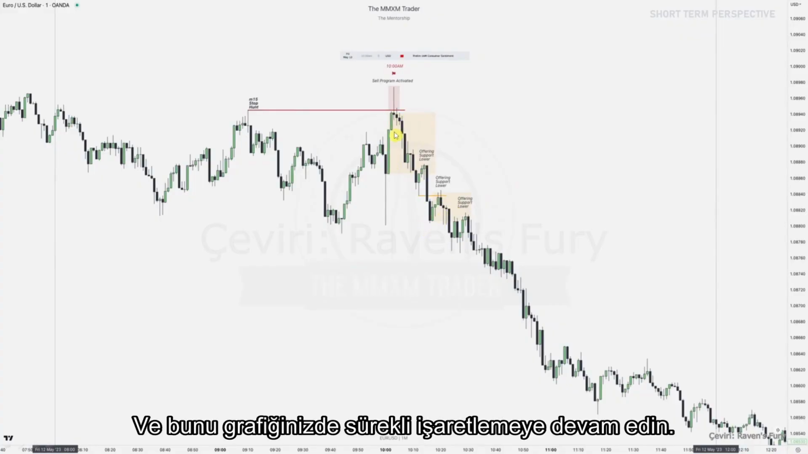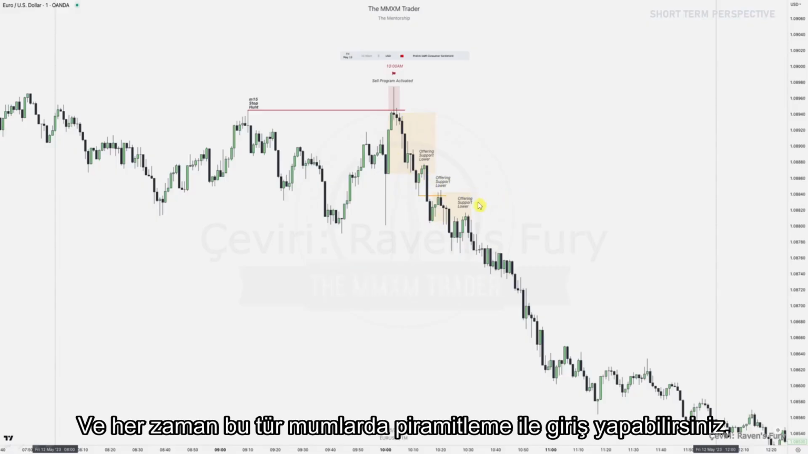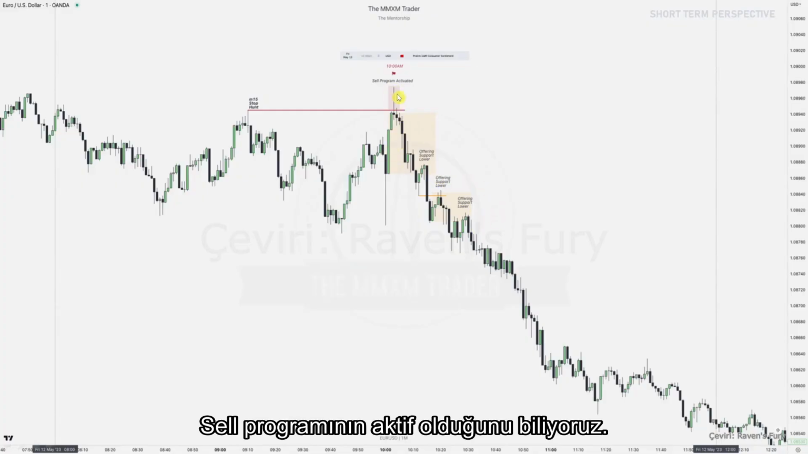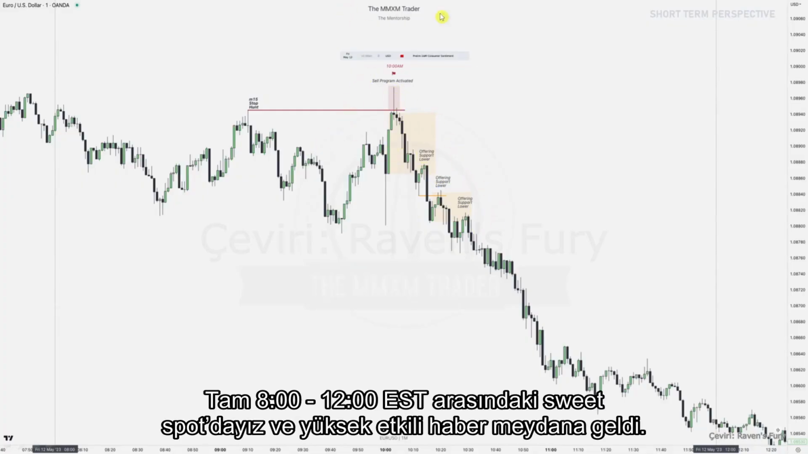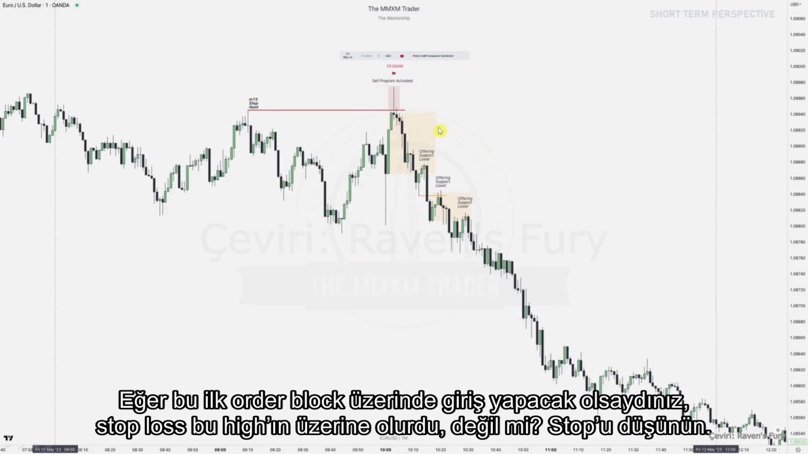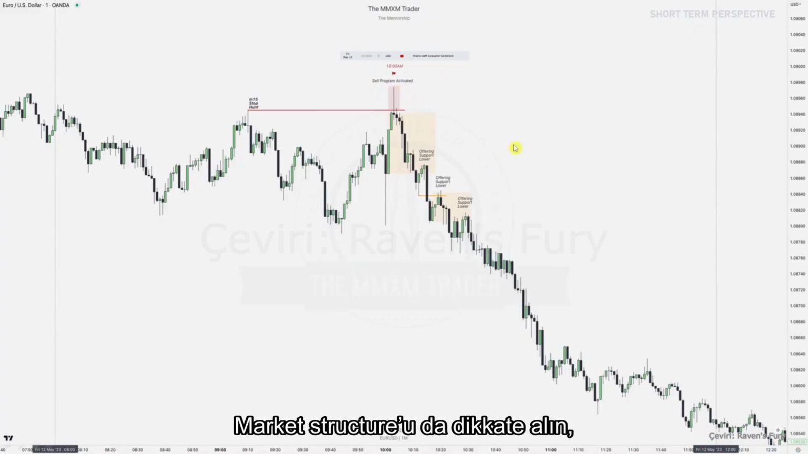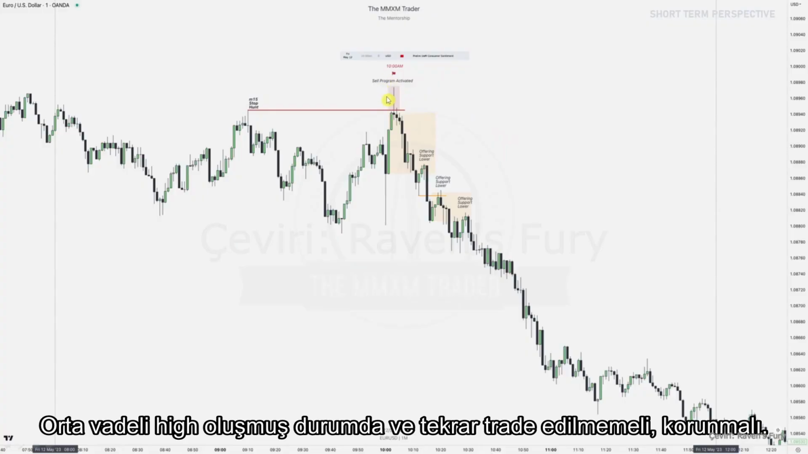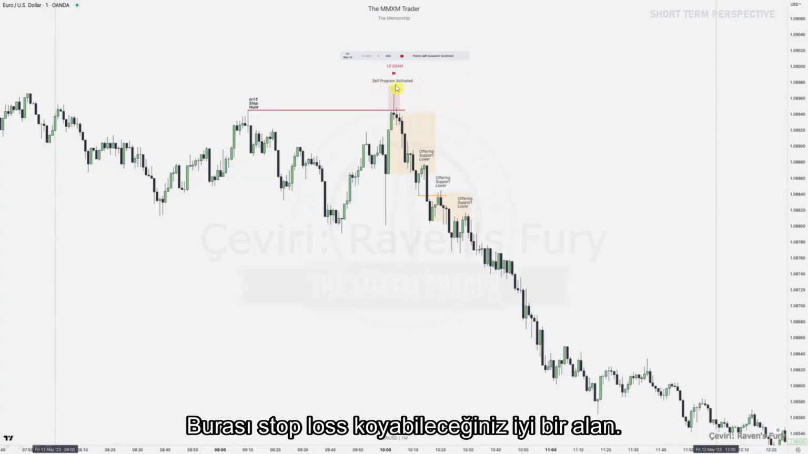And just keep outlining this on your chart, and this is every time you can pyramid an entry on these types of candles, right? So we know the sell program is activated. We are in the sweet spot, right, at 8 a.m. to 12 p.m. EST. Now high impact news has occurred. We already had that stop hunt, so if you were to enter on this first order block, stop loss will be above this high, right? This stop hunt. And think back about that market structure too, right? We've got that intermediate term high formed, which should be protected and not get traded back into again. So this is a good area where you can place your stop loss.